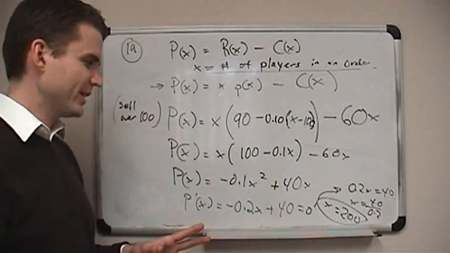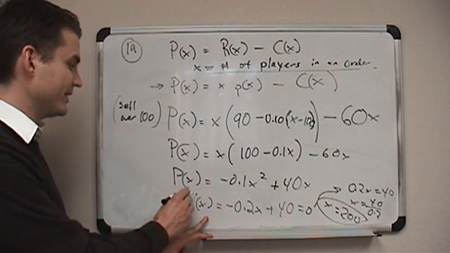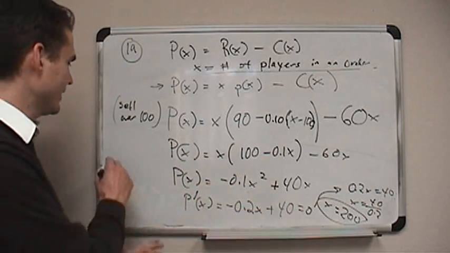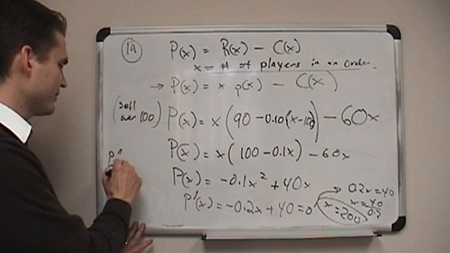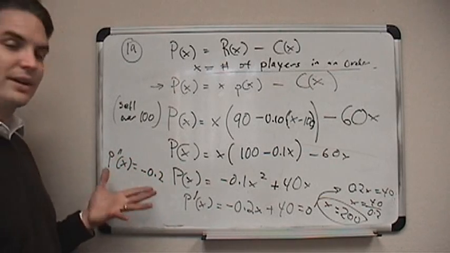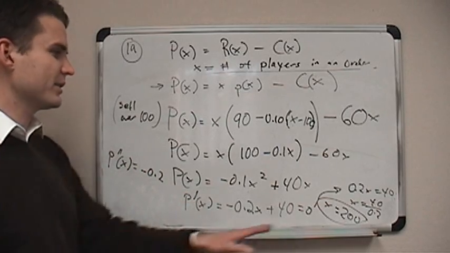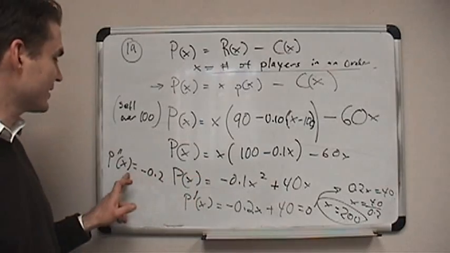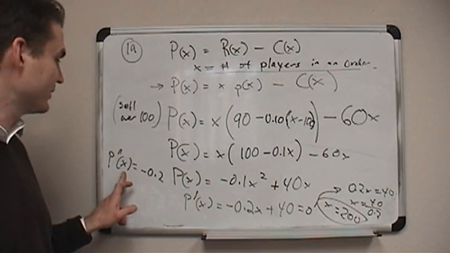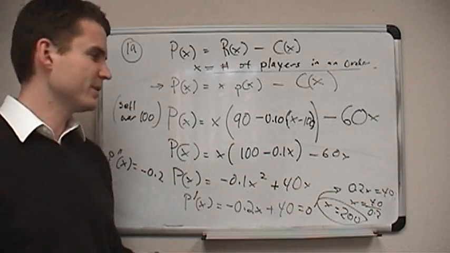Is that the value of x that maximizes profit? Well, if the second derivative of profit is negative, it will be. Of course, the second derivative of profit is negative 0.2. So when I plug 200 in for x, of course it's still negative. So we have a critical number, and the second derivative is negative at that critical number. So we know that profit will be maximized when we sell 200 units.